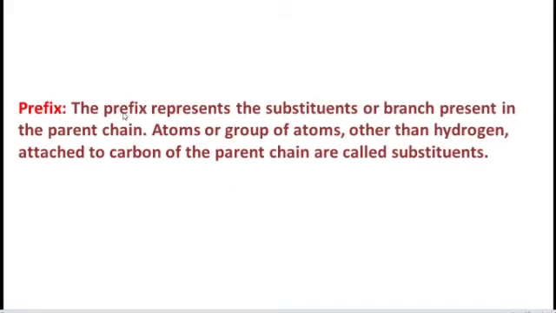What is a prefix? The prefix represents the substituents or branches present in the parent chain. This is the prefix word. What are substituents? Atoms or groups of atoms other than hydrogen attached to carbon of the parent chain are called substituents.